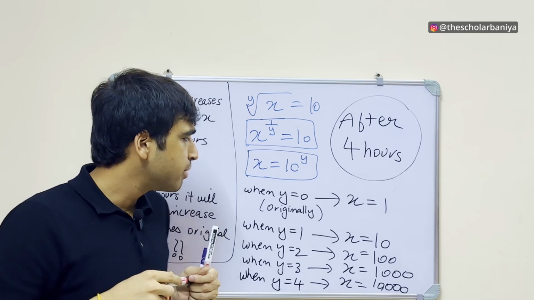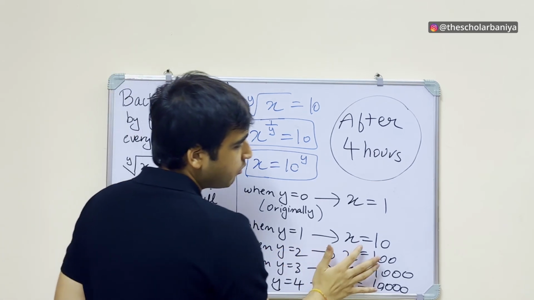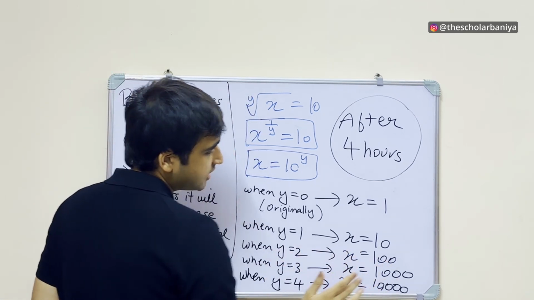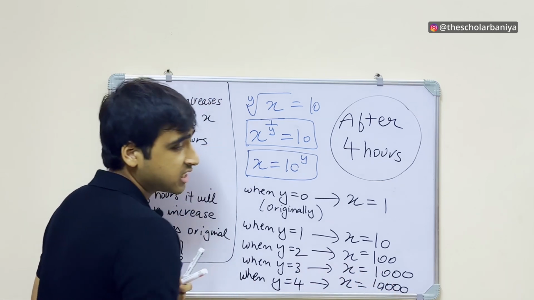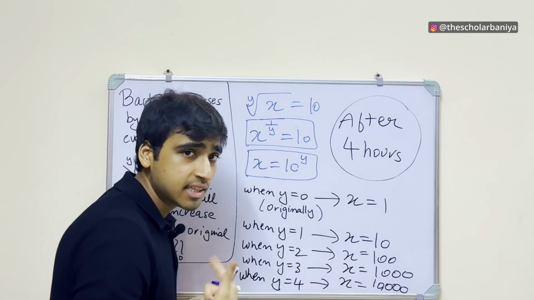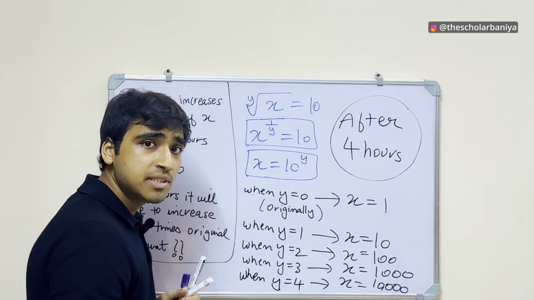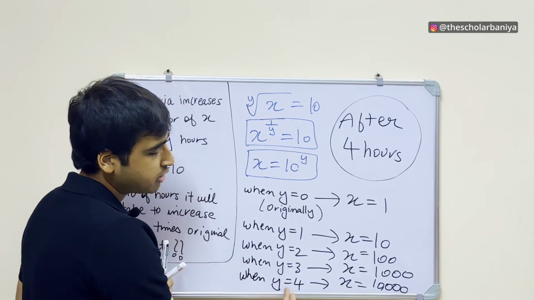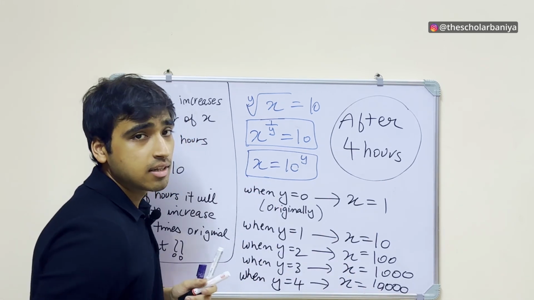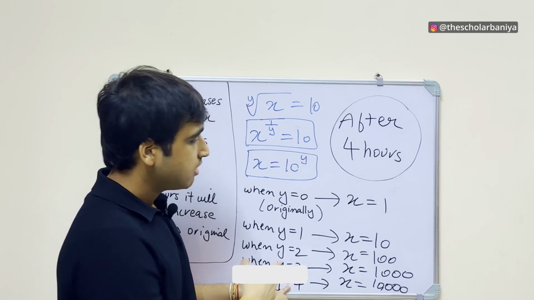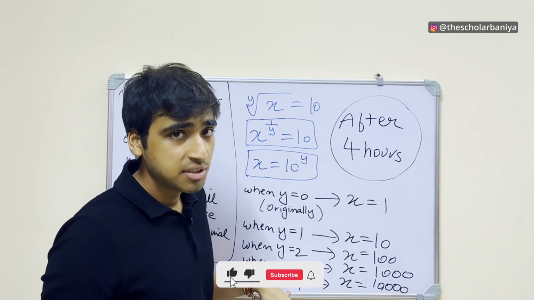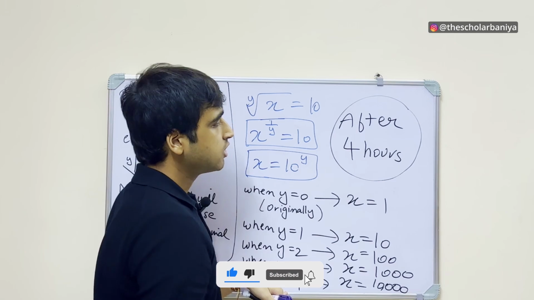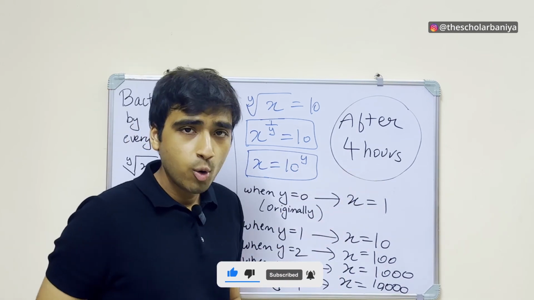I hope this is pretty simple. After 1 hour, the value of x is 10. After 2 hours, the value of x is 100. After 3 hours, the value of x is 1000. The value of x is 1000 means 1000 times the original value, because the original value is 1. Similarly, y equal to 4 means 10,000. That means after 4 hours, the value has become 10,000 times the original value. So the answer is 4. I hope this should be clear.